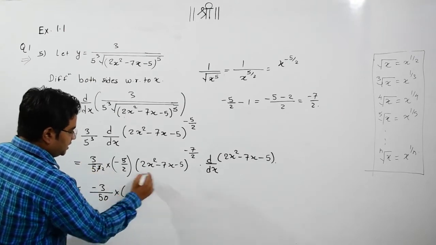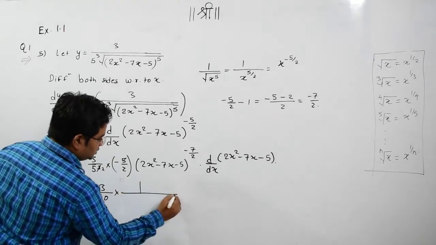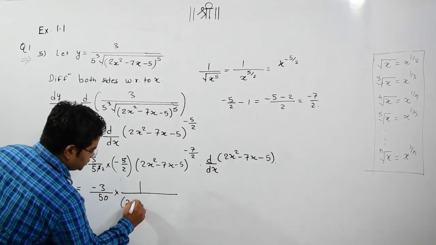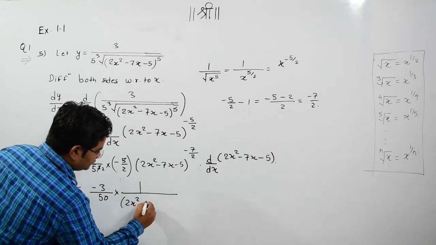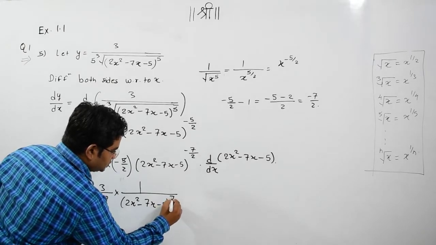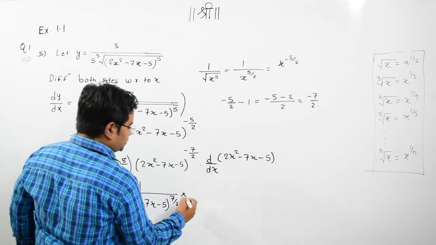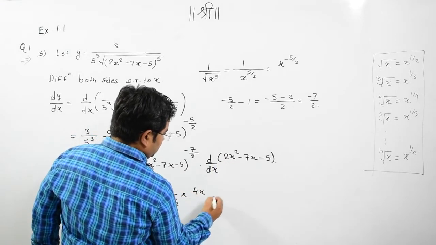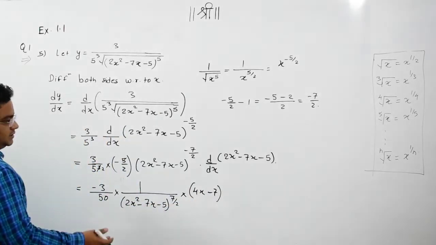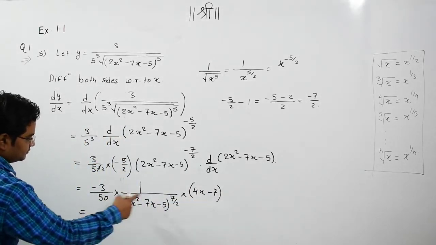Now again this remains as it is, but this is in the downward term, so this is an inverse term. What is that? 2x square minus 7x minus 5 bracket raised to 7 by 2 into, what is the derivative of this 2x square? It will be 4x minus 7. Okay, that's it. That's our final answer. So again simplifying this, we will get how much?